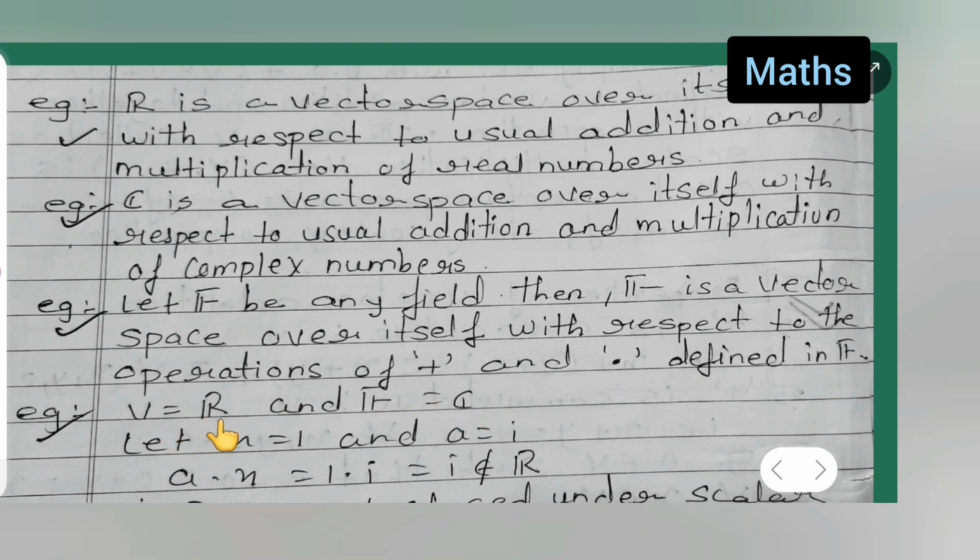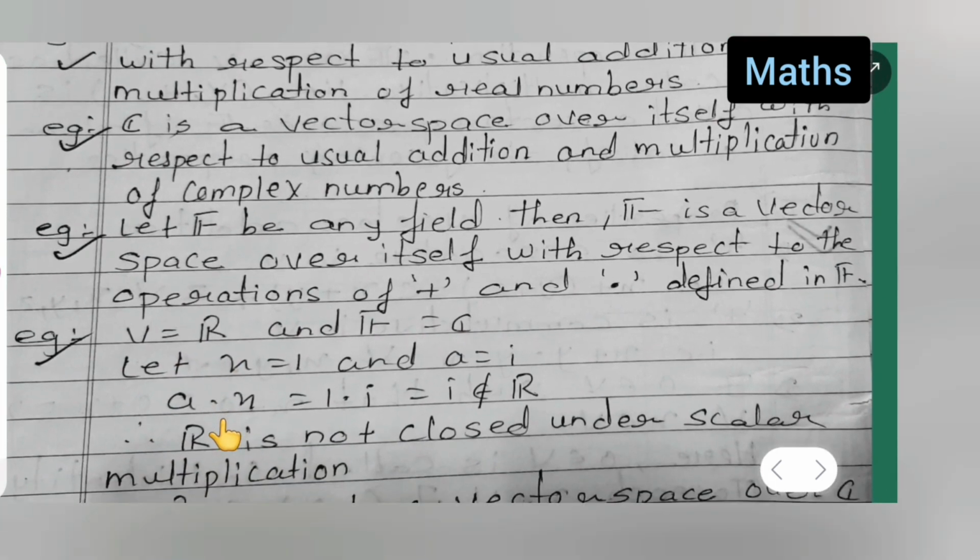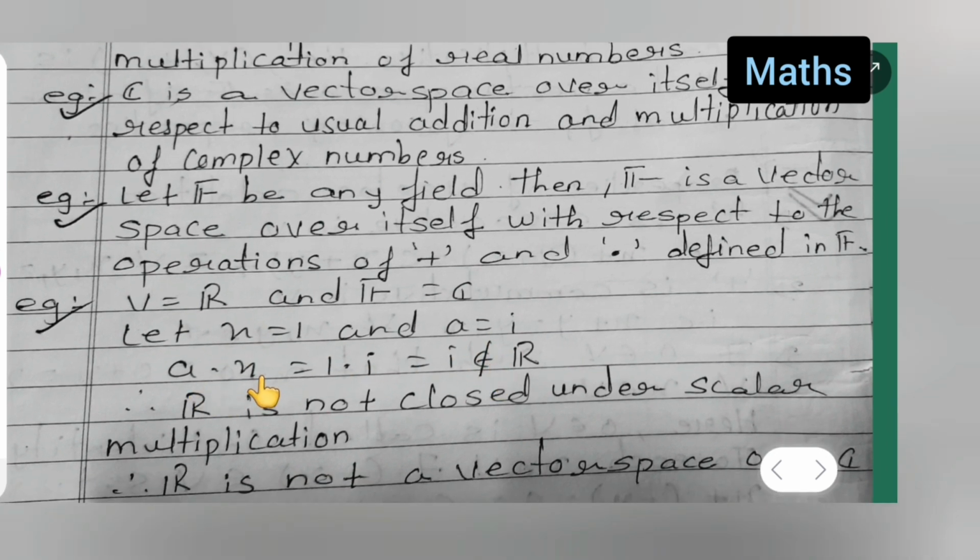Now the next example is V is equal to R, real, and F is equal to complex. This I is the imaginary part. F is the field, and V is a real vector space. So let x is equal to 1 and a is equal to i. So a into x is equal to, now what is x over here? The x is nothing but 1.